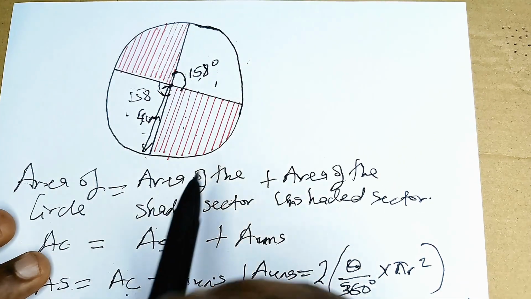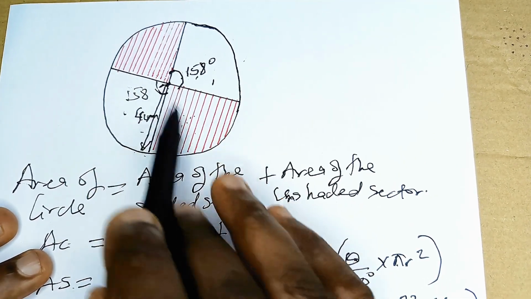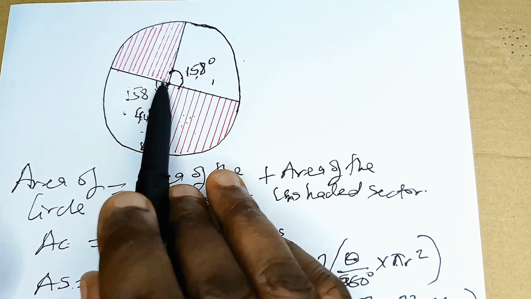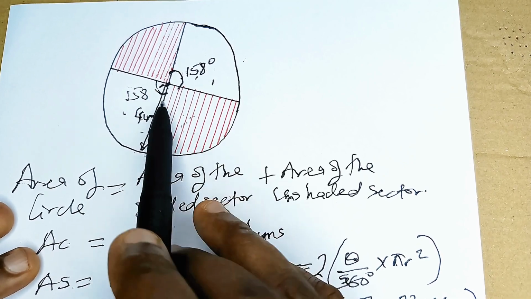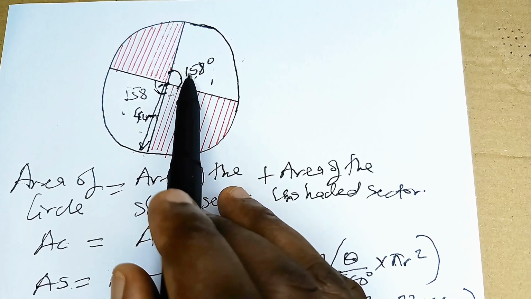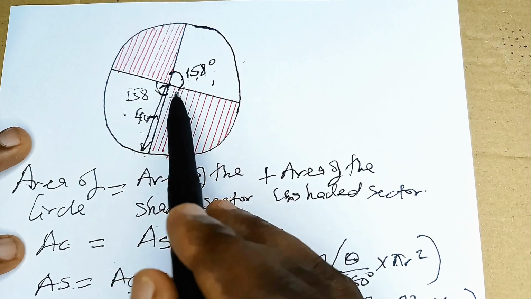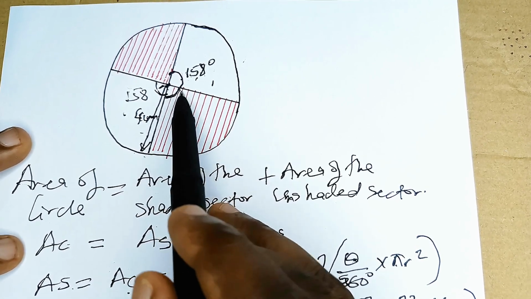The second method: our shaded portion is a shape which is a sector. So we can get this. This is a straight line. An angle on a straight line gives 180. So we can subtract 158 from 180 to get the angle here. Once we get it, we calculate it and get our answer.